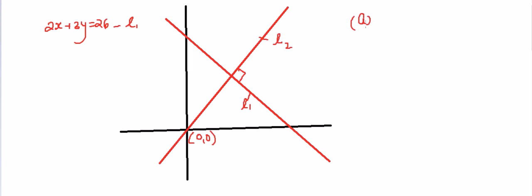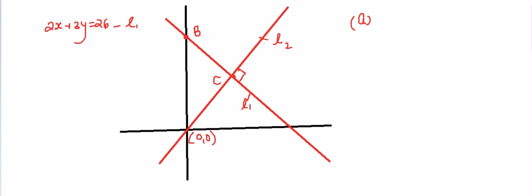Now, part 1, find an equation for the line L2. The line L2 intersects the L1 at point C. This is point C. And the line crosses the y-axis at point B. So basically we need to calculate the equation of line L2.